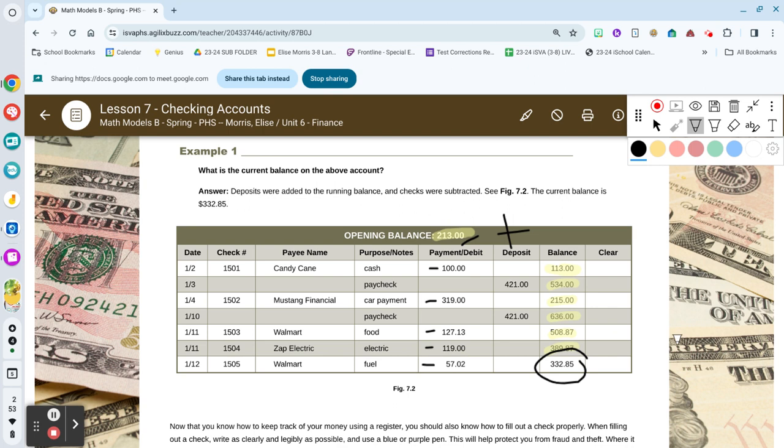Do you think you could do that? Start with your balance. You're going to subtract all the debits and then add all the deposits and see what your current balance is after all the coming and going of money during this time period. Okay, so this will be just like problem number 6, which is the last question on this assignment.